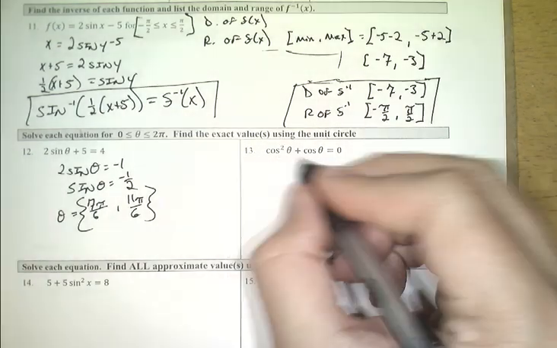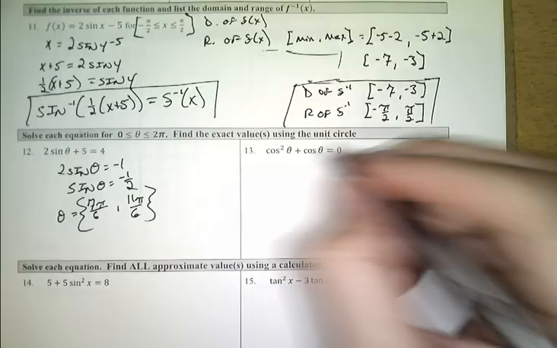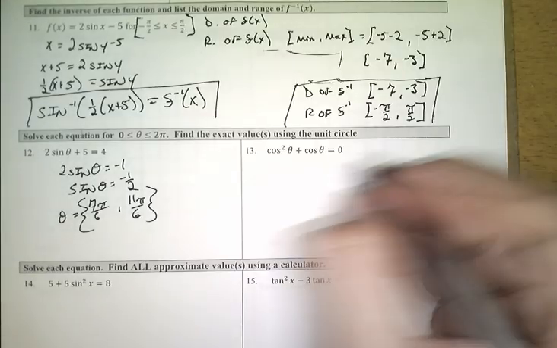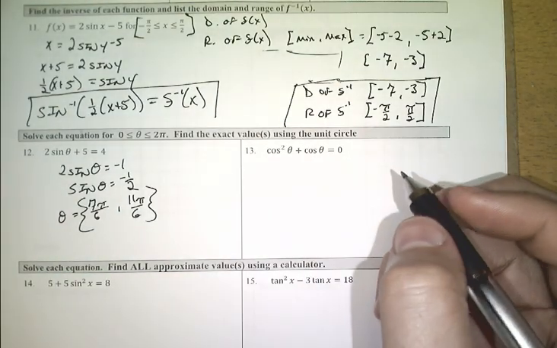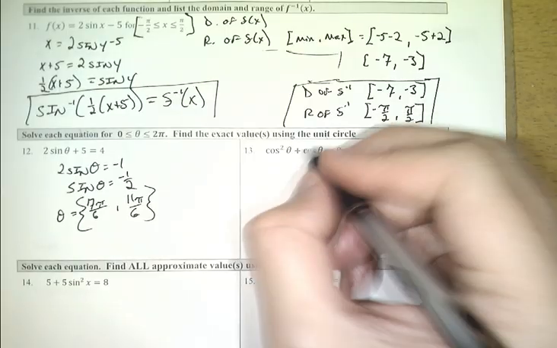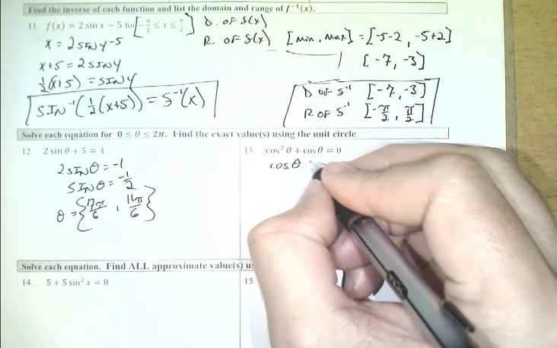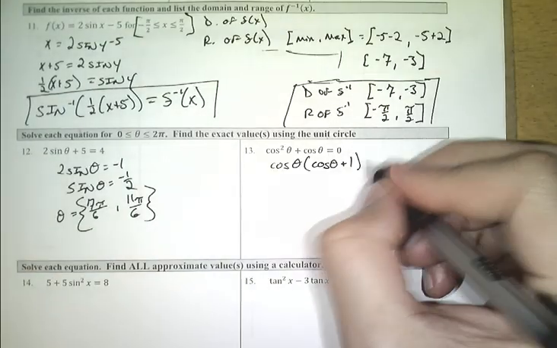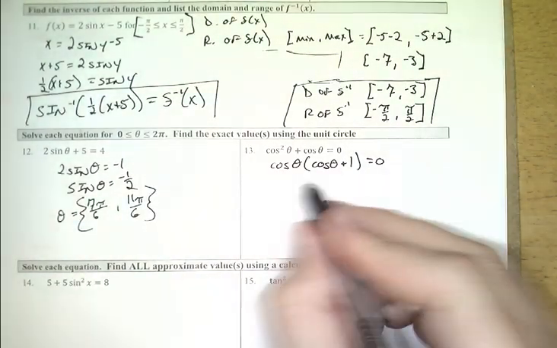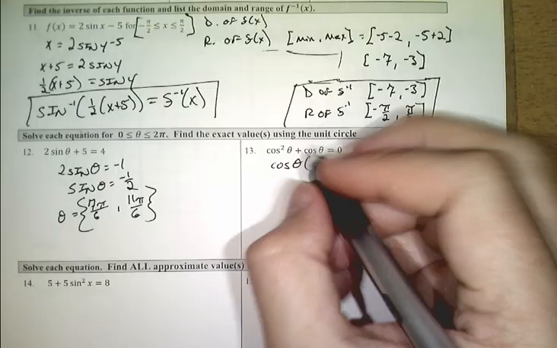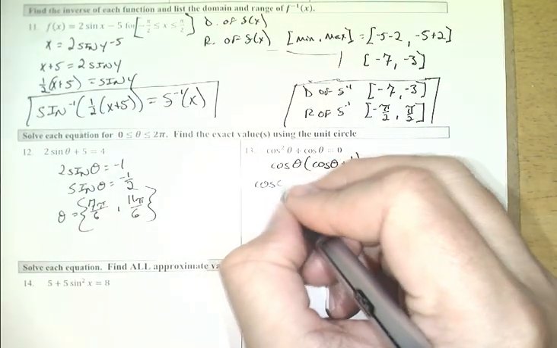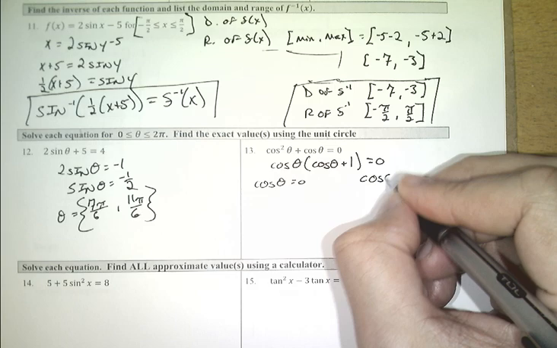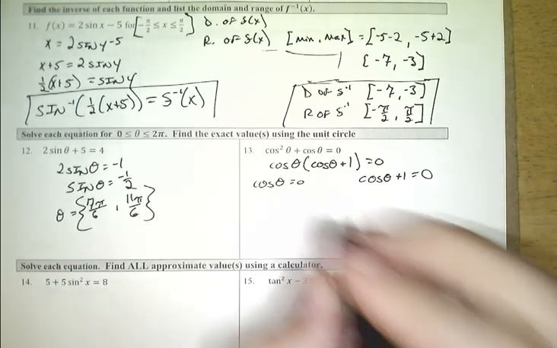On this one, I have cosine squared theta plus cosine theta equals 0. This is a quadratic, so I'm going to factor and then use those factors to find the zeros. So factor this out. We'll have cosine theta times cosine theta plus 1 is equal to 0. Now I have two numbers multiplied to be 0. One of them has to be 0. So case 1, cosine theta equals 0, or cosine theta plus 1 equals 0.